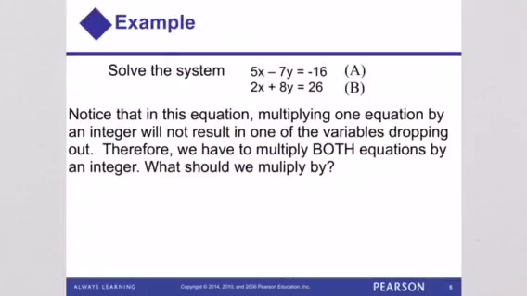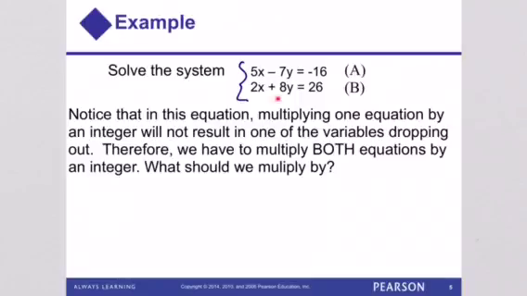Okay, in this system, as it says, we can't just multiply one equation by an integer. We have to multiply both equations. So we have two choices. We can eliminate the x's by multiplying the top equation by a negative 2, for example, and the bottom equation by 5. Or we could eliminate the y's by multiplying the top one by 8 and the bottom one by 7. It doesn't matter, you can do whichever.